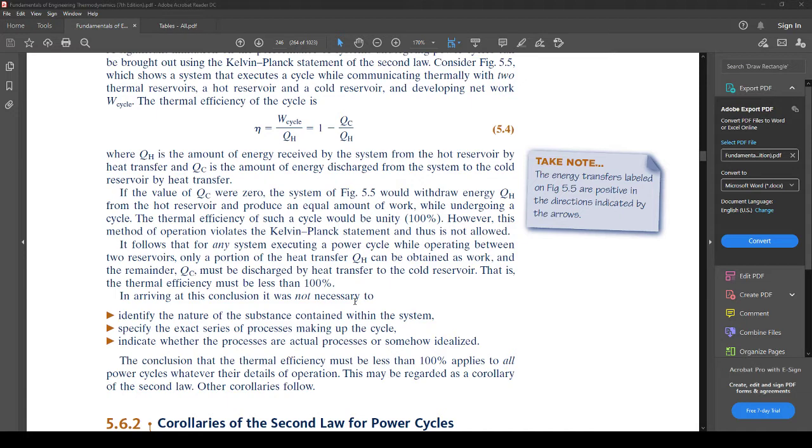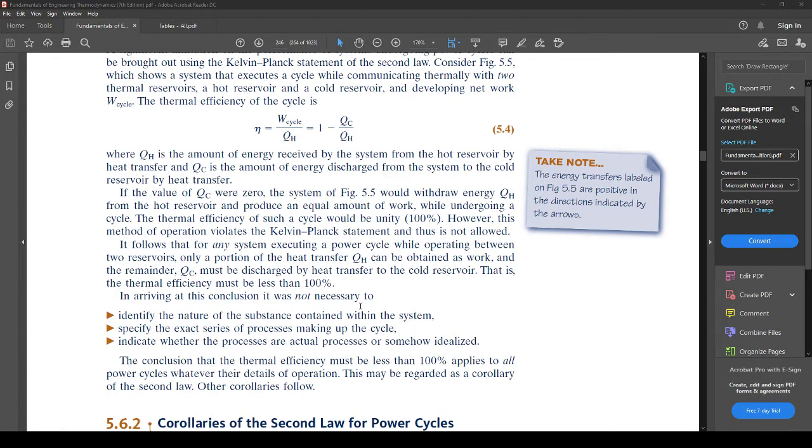It follows that for any system executing a power cycle while operating between two reservoirs, only a portion of the heat transfer can be obtained as work, and the remainder must be discharged by heat transfer to the cold reservoir. That is, the thermal efficiency must be less than 100%, which we already know, right? We know it cannot be 100%. In arriving at this conclusion, it was not necessary to identify the nature of the substance contained within the system, specify the exact series of processes making up the cycle, or indicate whether the processes are actual processes or somehow idealized.